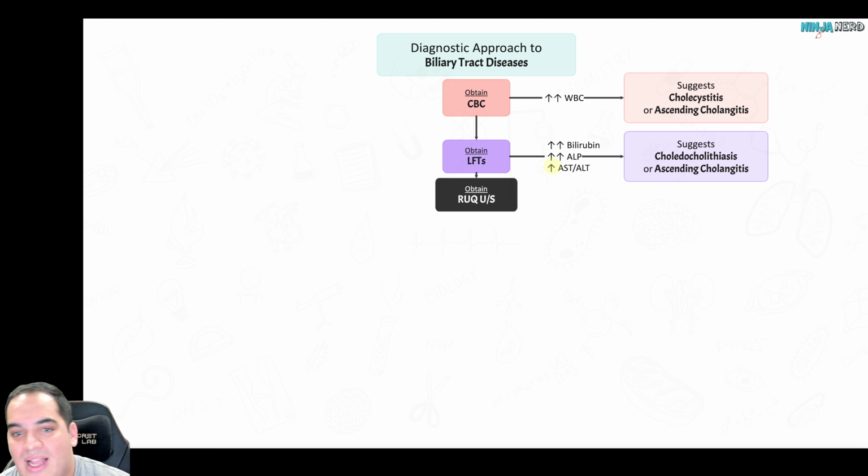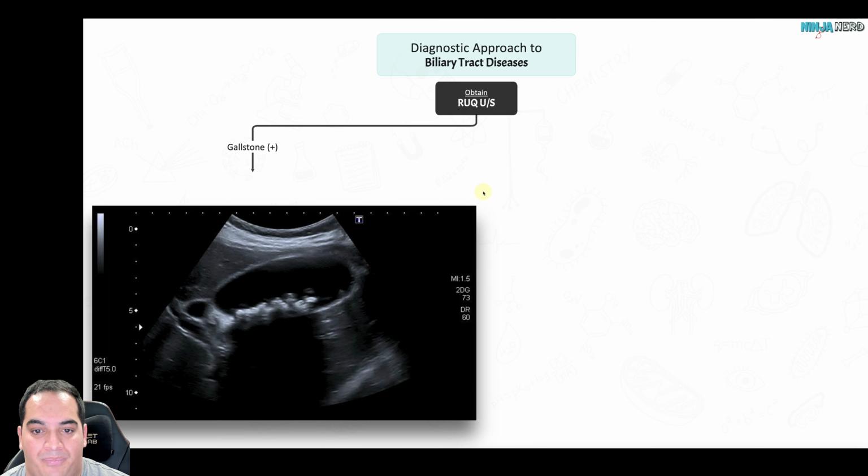So let's go to the next step, which is to get a right upper quadrant ultrasound, because this will give me a lot more information. If I do this and I say, oh, here, there's a bunch of gallstones, and all they have is right upper quadrant abdominal pain, no issues with their LFTs, no white cell count, well, then it's probably just cholelithiasis. Maybe they have some biliary colic going on because of fatty meals. That's not a true cholecystitis, ascending cholangitis, or choledocholithiasis.